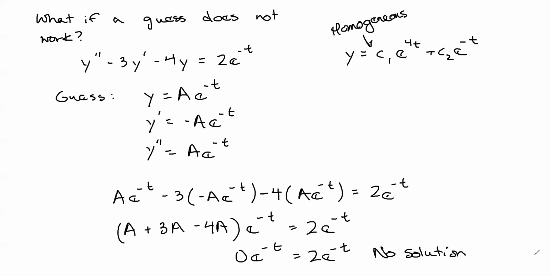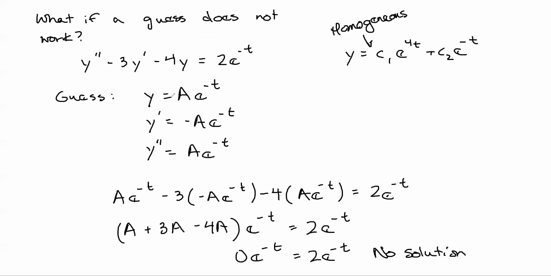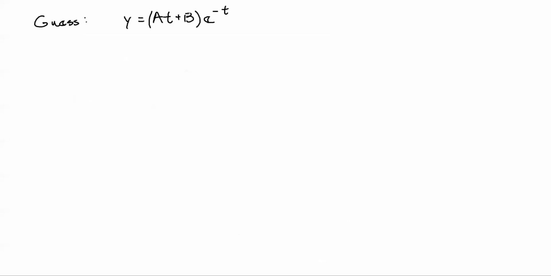In order to cover all the bases, you could just put a t in here and try it. But what I prefer to do for my second guess, if the first guess doesn't work, is y equals at plus b times e to the negative t. I prefer to do a linear multiple. The first was a constant multiple, because you're just putting one number times e to the negative t. Now we're doing a linear multiple, where you've got a linear term here. And if the linear term doesn't work, you could always try a quadratic multiple.